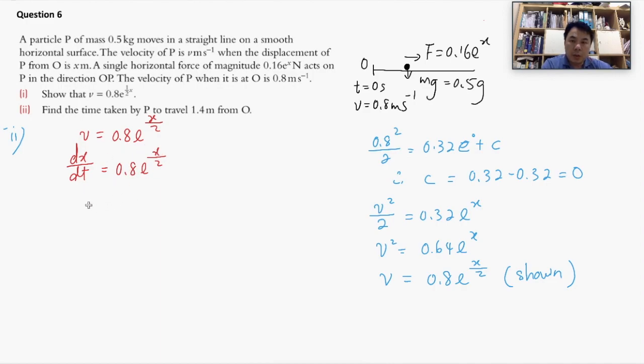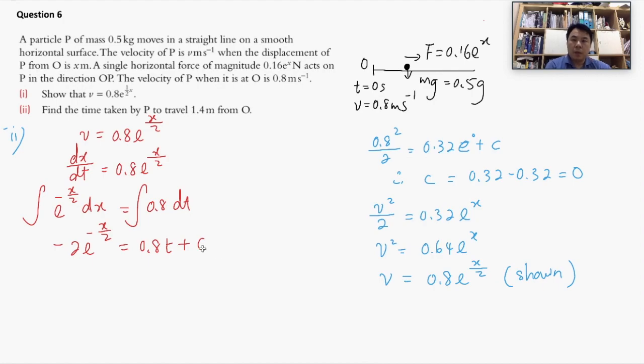Okay, so we have dx e^(-x/2) equal to 0.8 dt. So we're going to integrate this. And then here we will have negative 2e^(-x/2) equal to 0.8t plus c.